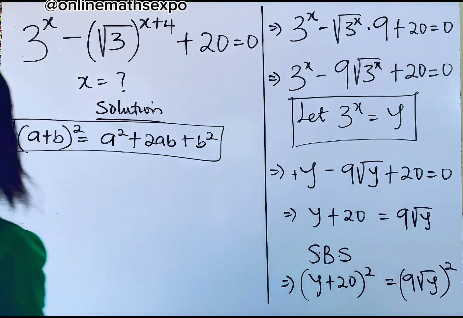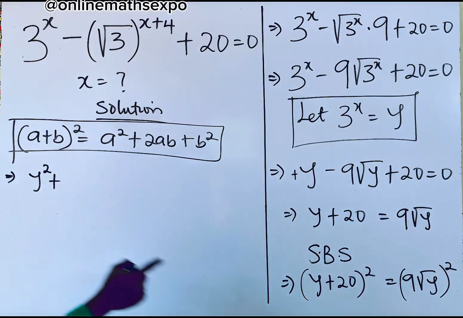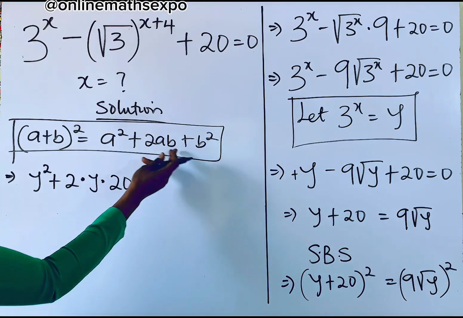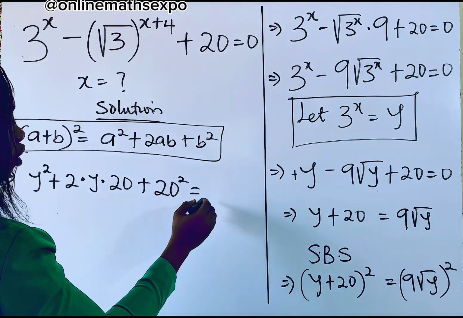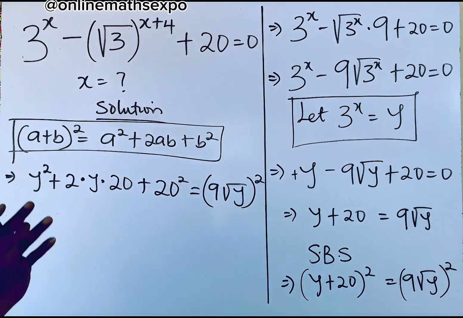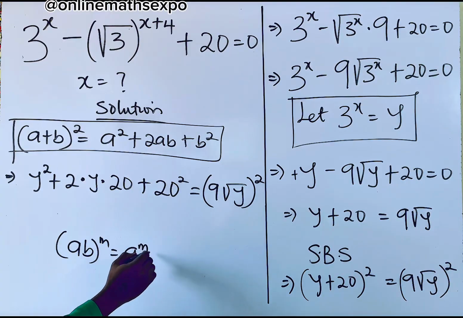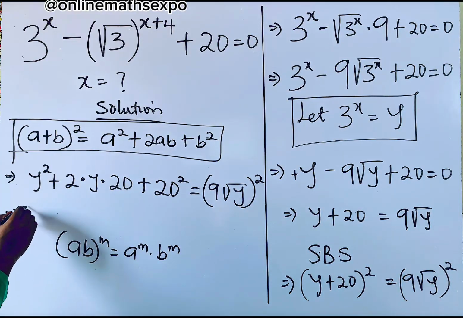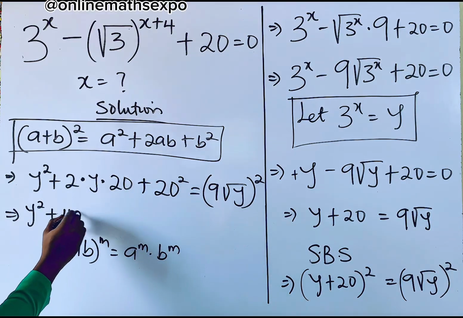So applying it here, we are going to have y to the power of 2 plus, use 2 to multiply this. So we have 2 multiplied by y multiplied by 20, okay? Following what we have here. Then plus this 20 squared is equal to 9 root y to the power of 2. Now what do you do next? Also remember that for every a, b, like we said, to the power of m, it is a to the power of m, b to the power of m. Okay, so we're still going to apply it here, and that will give us y squared plus, multiply this, it will give you 40. So we have 40y.